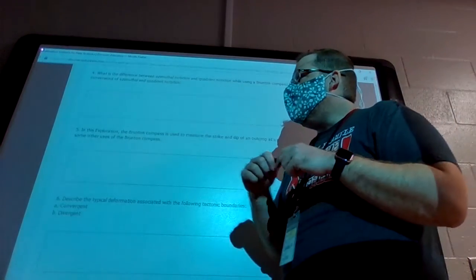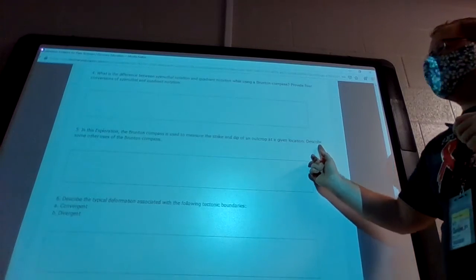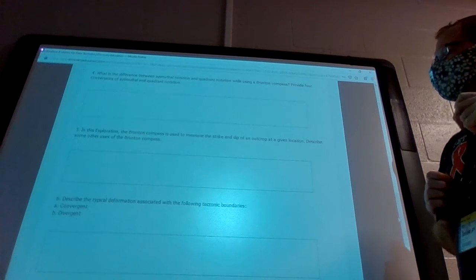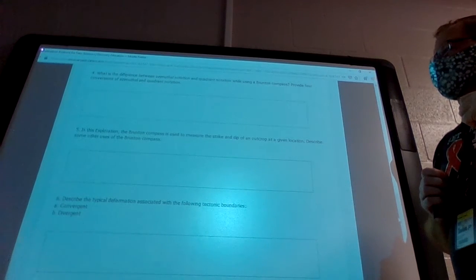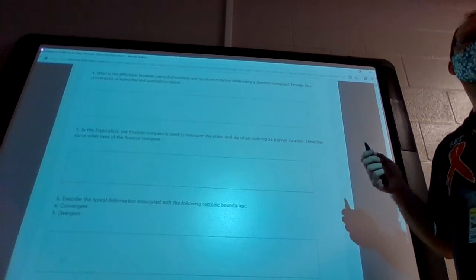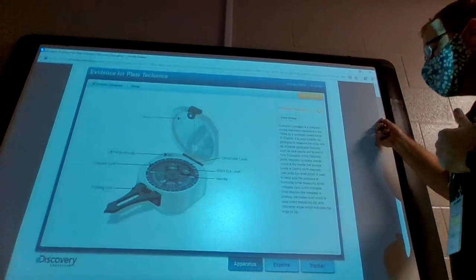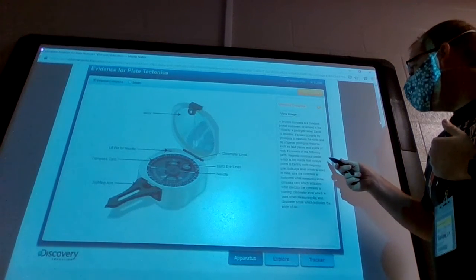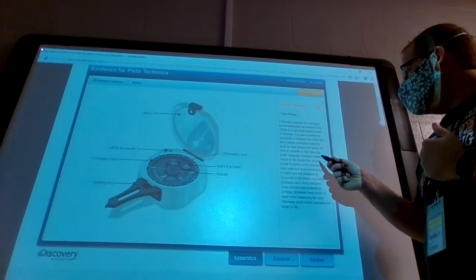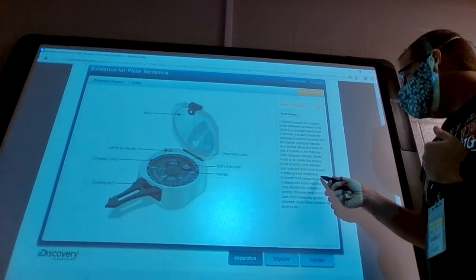Number 5. In this exploration, the Brunton compass is used to measure the strike and dip of an outcrop at a given location. Describe some other uses of the Brunton compass. They have the strike, the dip. What are other uses of the compass? Strike, dip. That's mostly it. Direction. Let's see. Do they tell us? Apparatus, compact. I wish you could read the words better on here. Strike and dip of fault planes, layers, and rocks. Magnetic compass needle. Bullseye level.